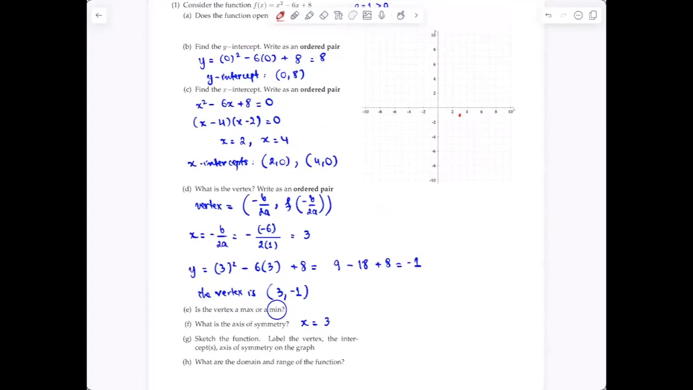You have the y-intercept, which is (0, 8). (0, 8) right here. This is the y-intercept. You have two x-intercepts, (2, 0) and (4, 0). So these are the x-intercepts here. Now you can also put in the axis of symmetry, in this case x equal to 3.